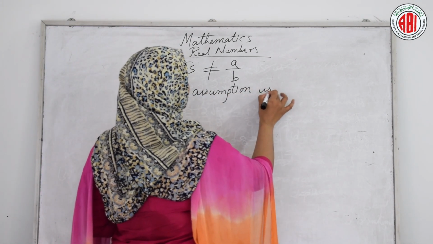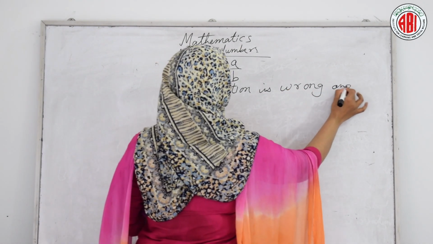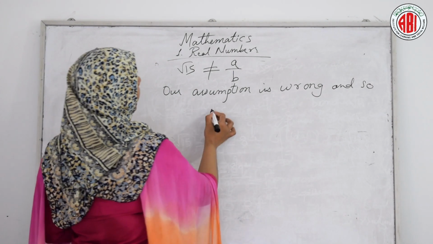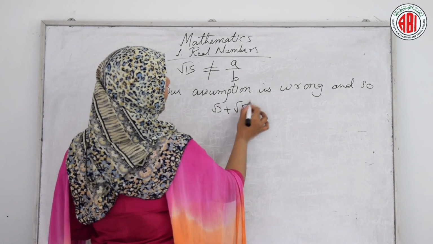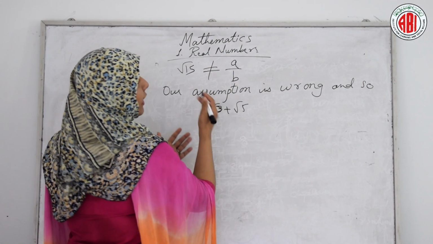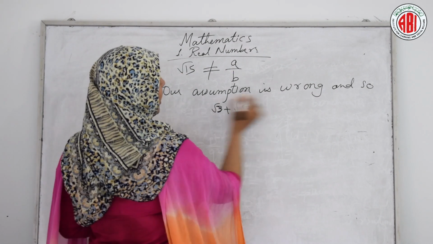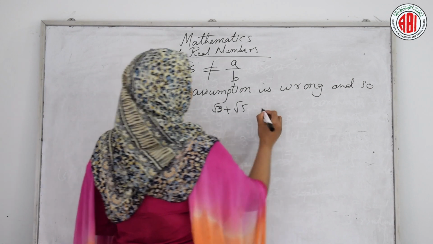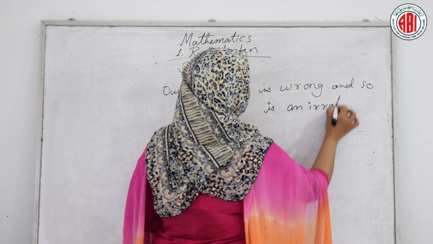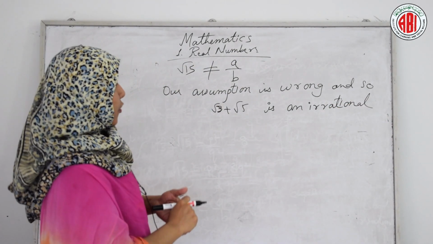Our assumption is wrong, and so, what was our assumption? We have assumed that root 3 plus root 5 is rational, but after getting the answer we got irrational. So our assumption is wrong, and so root 3 plus root 5 is irrational. Hope you have understood this.